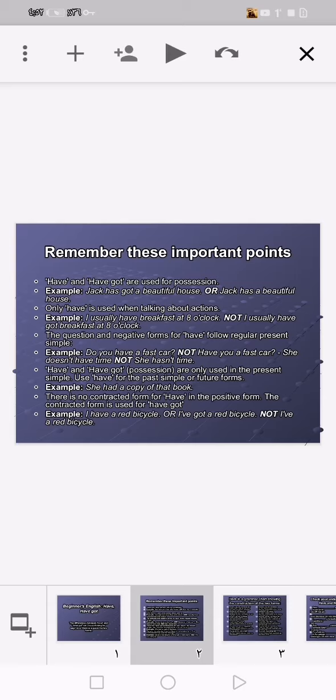Number 2: for example Jack has got a beautiful house، يعني نفس المعنى إذا قلت Jack has a beautiful house. Only have is used when talking about action. يعني لما تتكلم عن الأكشن أي حدث ما تقدر تستعمل have got. إيش تستعمل طلاب؟ فقط have. إذا للتملك أقدر أستعمل have و have got لأن have و have got the same meaning. لكن for action لأي حدث أنا فقط أقدر أستعمل have لكن ما أقدر أستعمل have got. I cannot use have got in action.